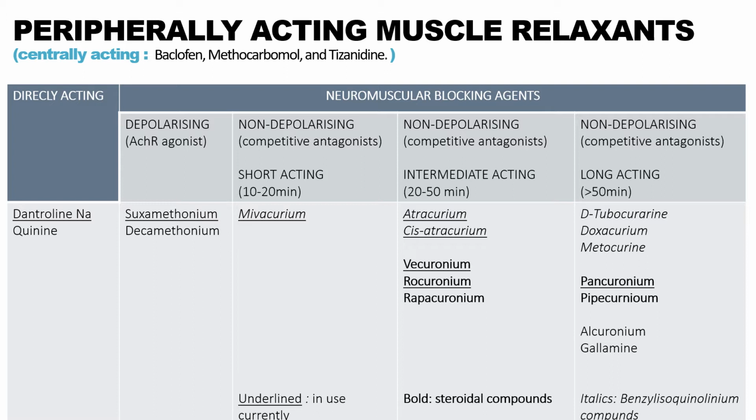Coming to peripherally acting muscle relaxants, we have two broad categories. One is the directly acting muscle relaxants that act directly at the muscle level, and the other are neuromuscular blocking agents, which act at the neuromuscular junction, specifically on the acetylcholine receptor. Examples of directly acting muscle relaxants are dantrolene sodium and quinine.